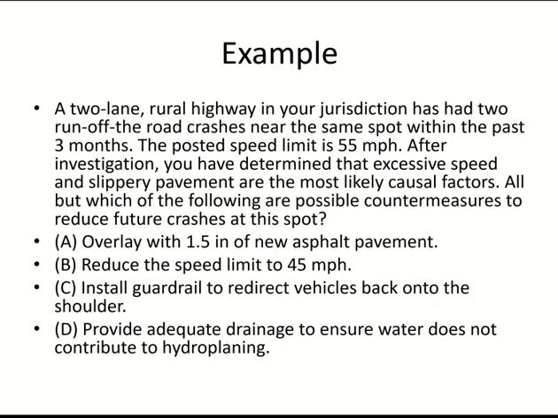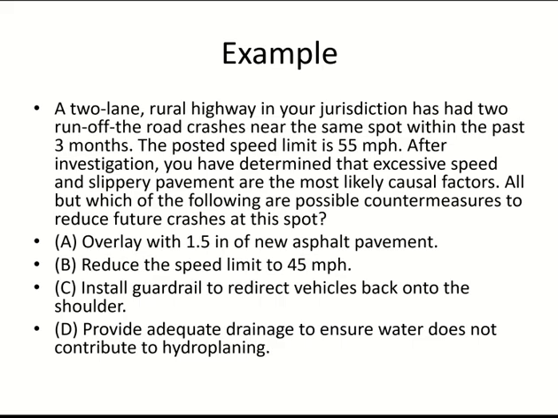The posted speed limit is 55 miles per hour, and after investigation, they found the reason is these 2: excessive speed and slippery pavement. Makes sense, right? You're going at high speed and the pavement is slippery, then there's a chance that your vehicle may go out of control. The possible countermeasures are these. There are 4 possible countermeasures. Put a new asphalt pavement. Reduce the speed limit. Install a guardrail on the side so they will not go off the road. And provide adequate drainage to have the water out of the way.